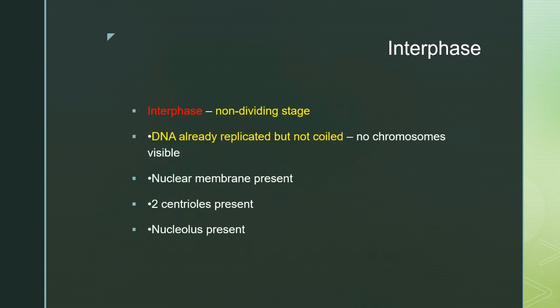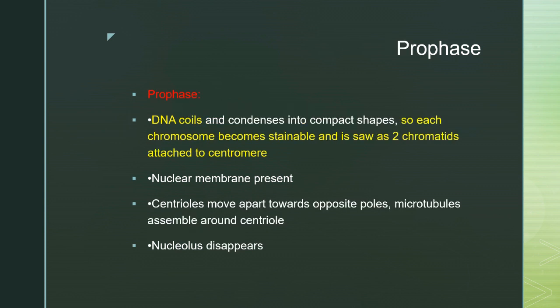So, interphase, the non-dividing stage. We already talked about it briefly, but essentially it is the non-dividing stage, DNA is already replicated, so there are no chromosomes visible. If you get diagrams where you need to know which one is interphase, this is how you identify it. You'll see a nuclear membrane, 2 centrioles, and a nucleolus, but no chromosomes.